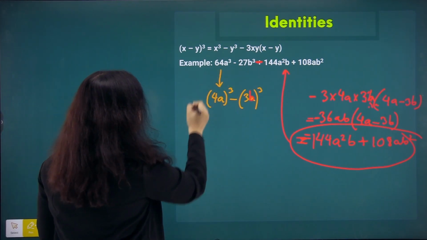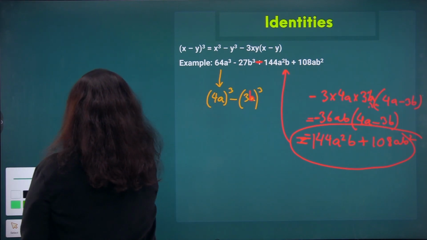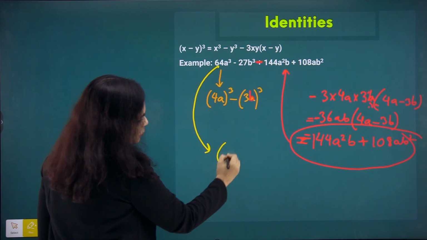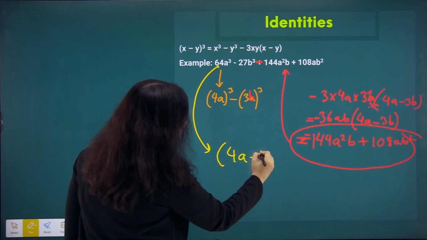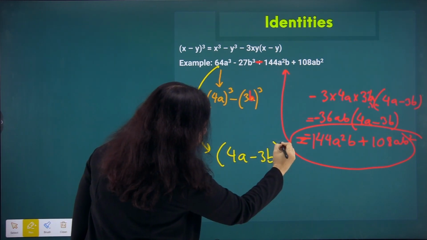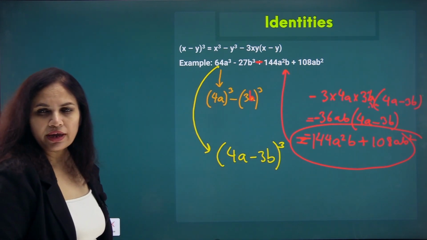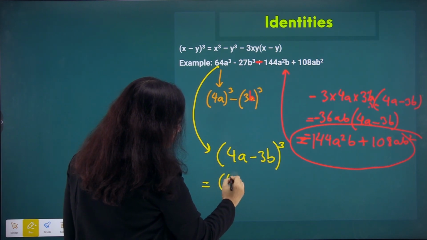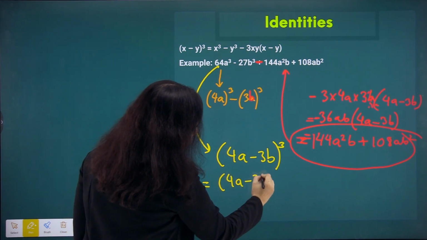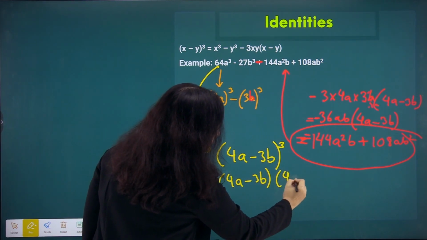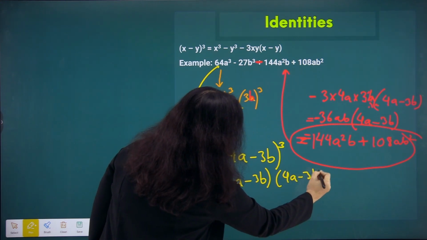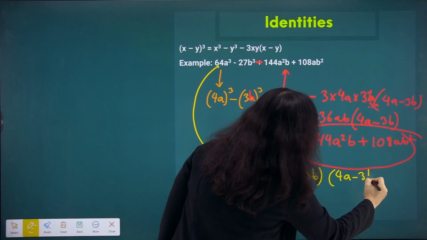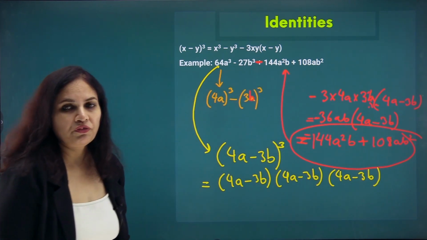Since I am getting the same value on expansion, this entire thing can be written as 4a minus 3b whole cube, which can be further written as 4a minus 3b, 4a minus 3b and 4a minus 3b, 3 equal factors.